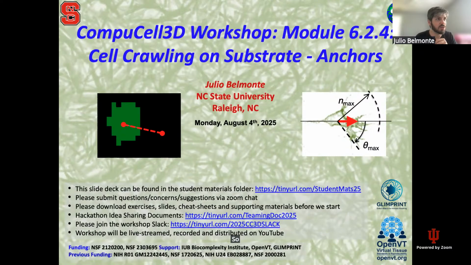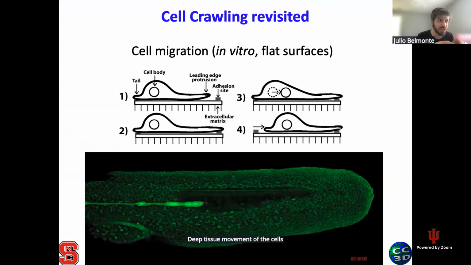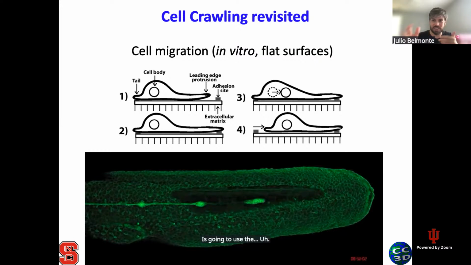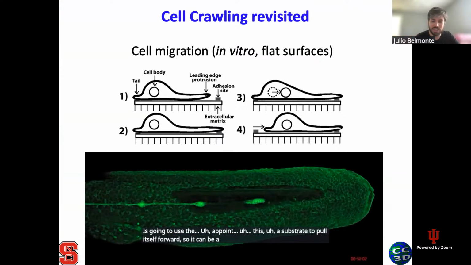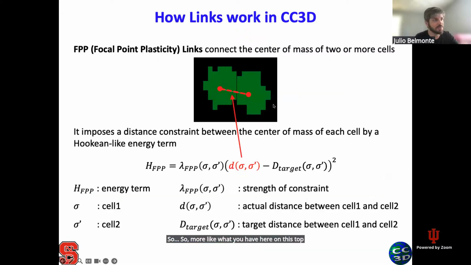So the code for this one is going to be very similar to the first one, but instead of modeling the deep tissue movement of the cells using other cells as substrate, it is going to use a point as a substrate to pull itself forward. So it can be a single cell movement, more like what you have here on this top schematic.